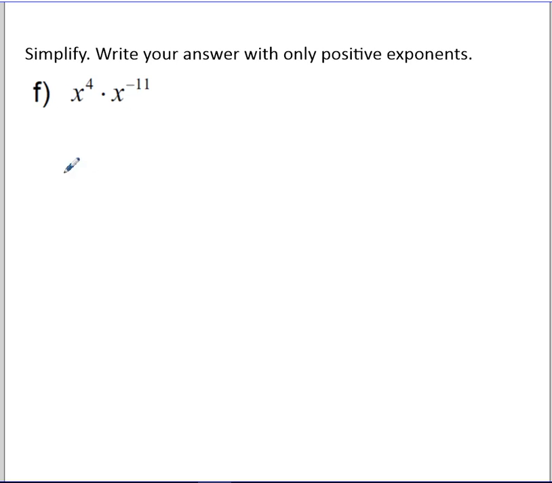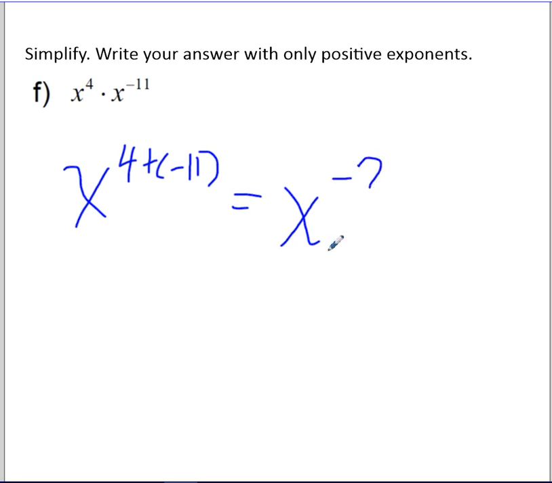Again, we're multiplying, so we'll add exponents. We have 4 plus negative 11. And so our new exponent for our x is negative 7. We're not allowed to keep our answer with a negative, so we have to take the reciprocal so we can use up that negative. So we'll have 1 over x to the 7th power as our final answer.